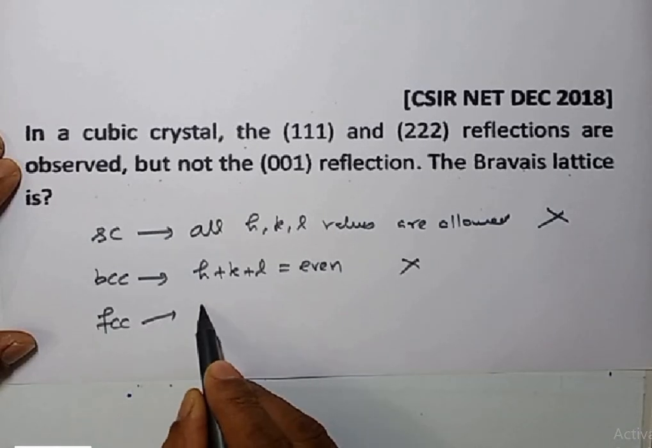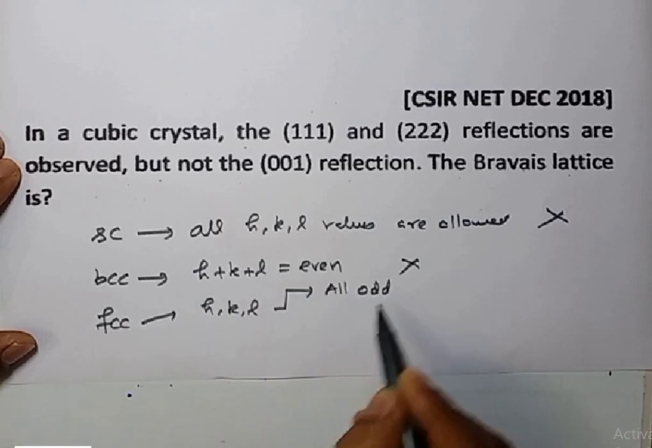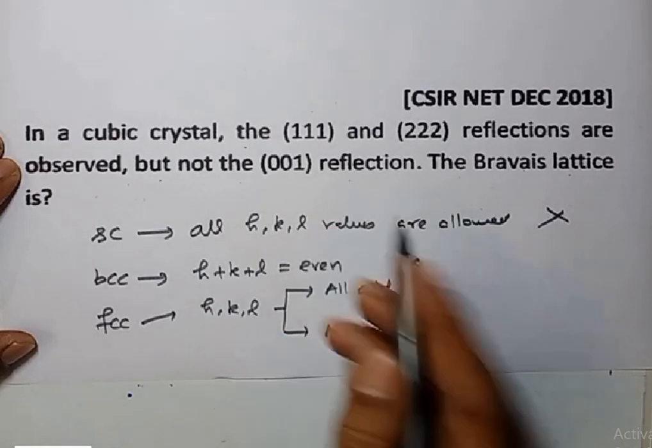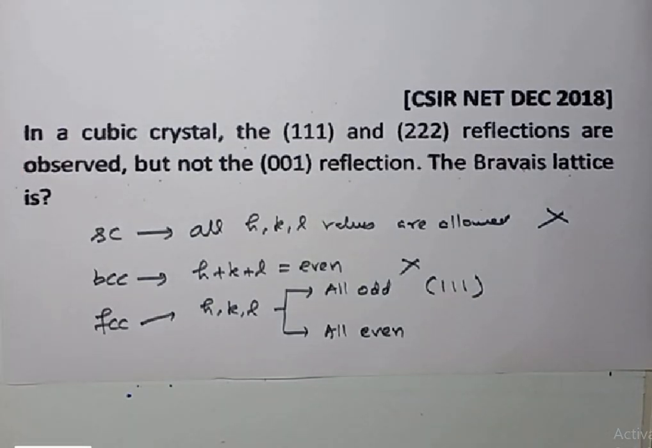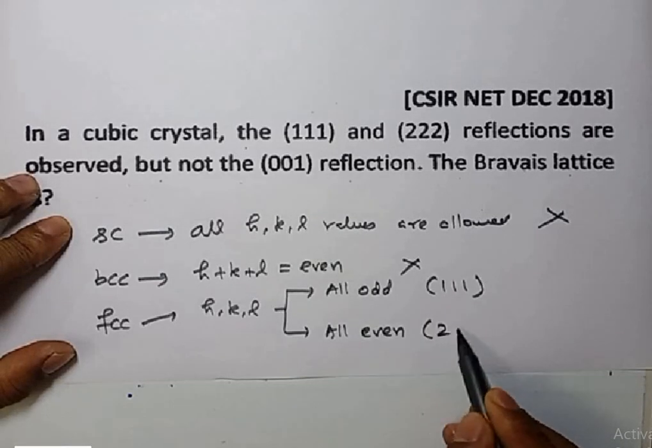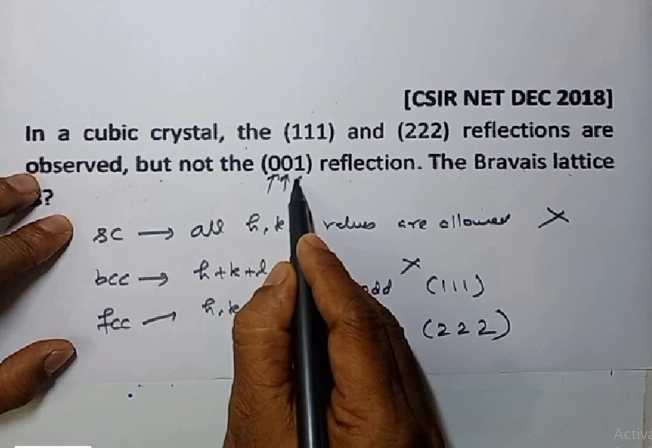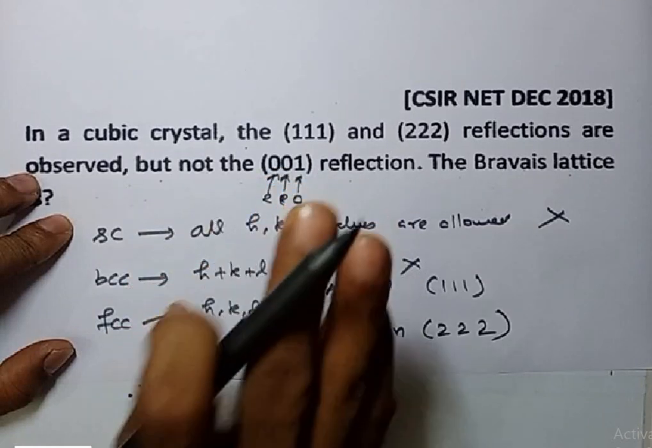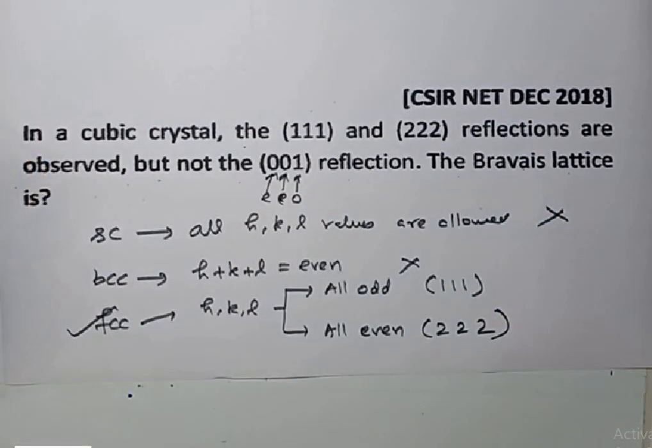For FCC, you know very well, hkl values should be all odd or all even are allowed. Yes, see the plane, first plane, 111 plane. h, k, l, all values are 1. All values are odd. It is allowed. What about 222? Yes, in 222, all values are even. Yes, that is also allowed. What about 001? 0 is even, even, but 1 is odd. So this reflection does not appear in the spectrum. So the Bravais lattice is supposed to be FCC.